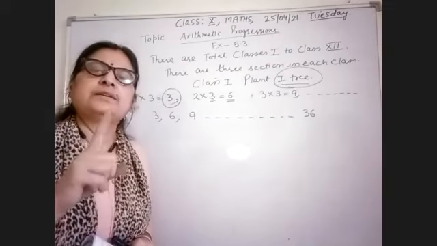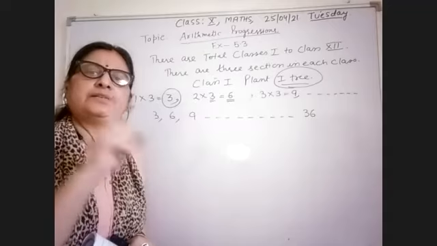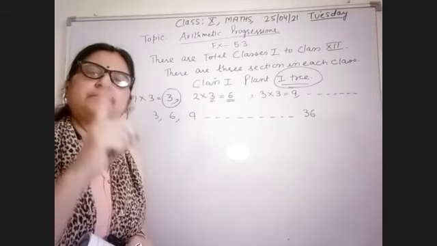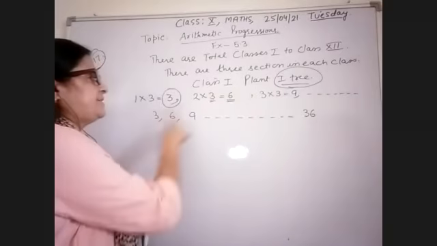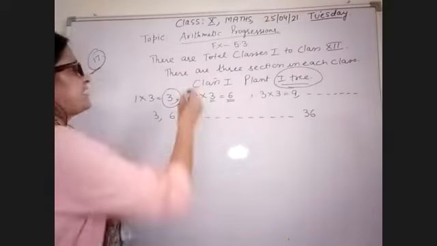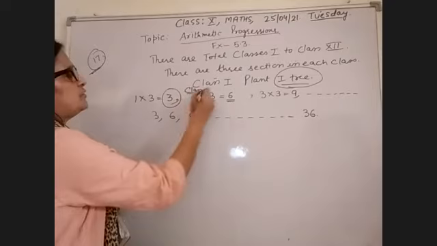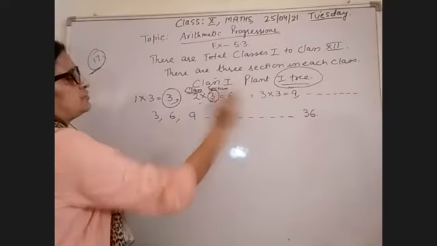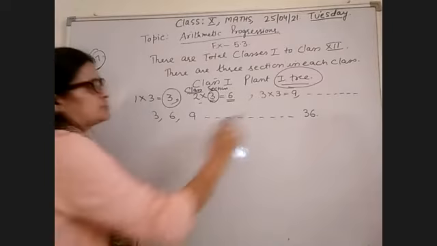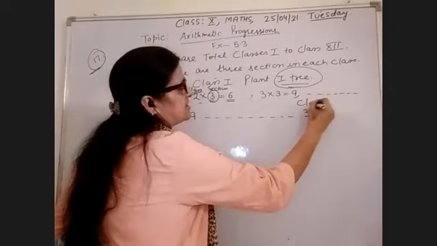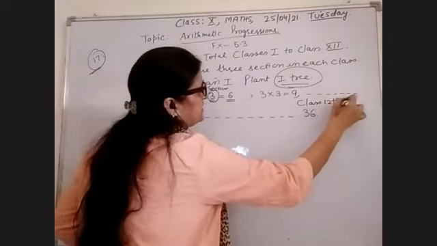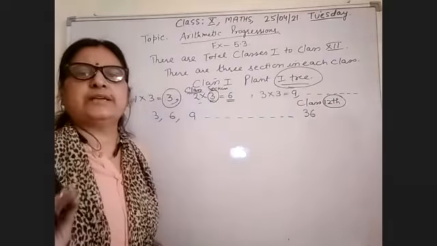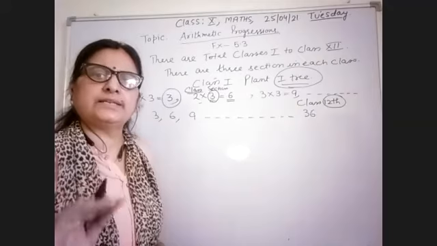So the first class planted 1 tree, and there are 3 sections. So how many trees are planted by class 1? 1 into 3, 3. How many did class 2 plant? 2 into 3, because there were sections, okay, and 2 into 3, that is equal to 6. So how many trees will class 12th plant? Because there are 3 sections, 12 into 3, that is equal to 36.